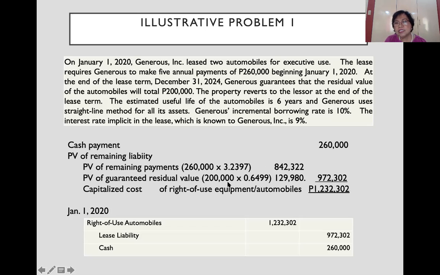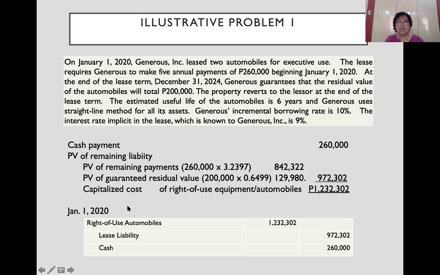Therefore, this is to be rendered, this is an obligation at the end of the lease term, so the present value factor that we will use here is the present value of a single amount discounted at 9% for 5 periods, which is 0.6499. So the present value of the guaranteed residual value is 129,980.